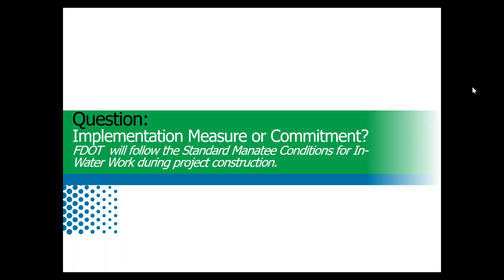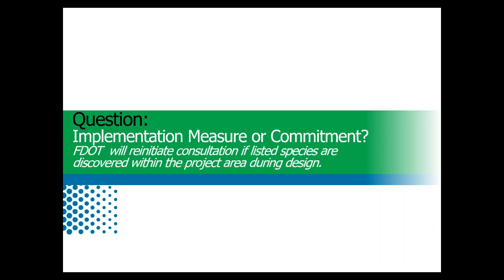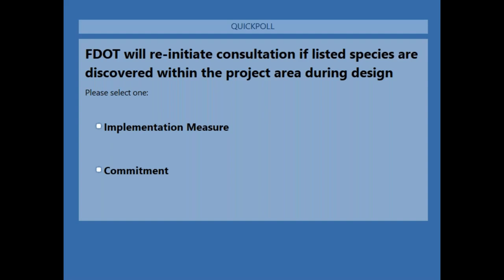So it looks like the audience is 50-50 on this one. Following the standard manatee conditions for in-water work during project construction would be a commitment because it's an external agency protection measure. So now we'll do one more example. This example is: FDOT will reinitiate consultation if listed species are discovered within the project area during design. Answer whether you think this one is an implementation measure or a commitment.